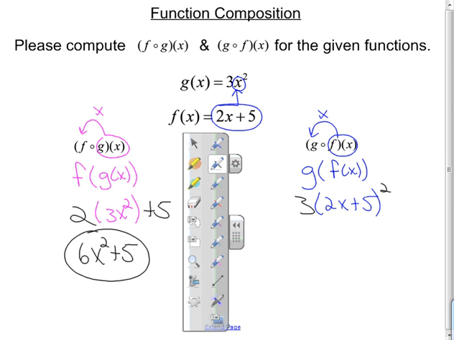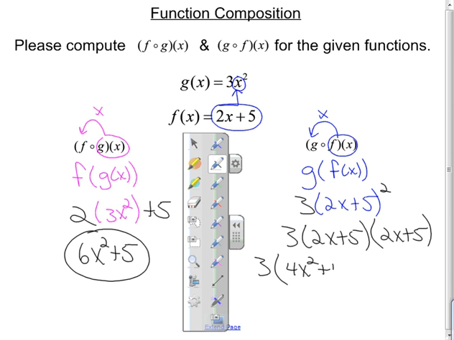Well, I'll do this out the long way, which is just to create a FOIL problem. So in creating the FOIL problem, we're going to get 3 times the quantity of 2x plus 5, times the quantity of 2x plus 5 again. I'm going to bring down my 3 and then perform the FOIL, which gives you 4x squared plus 10x plus 10x again plus 25.